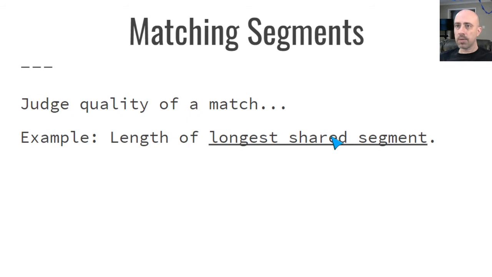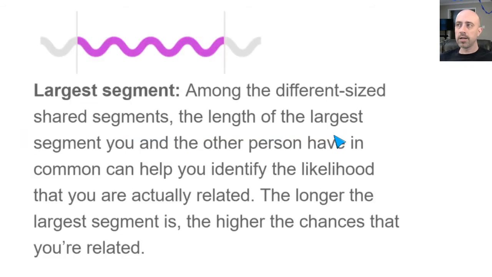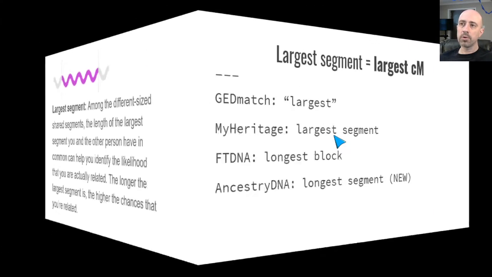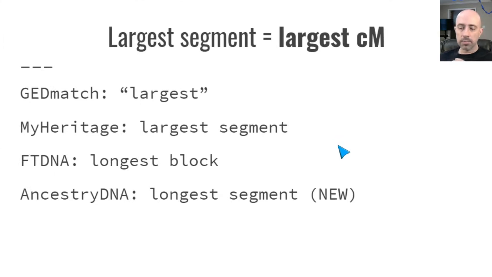Matching segment details help us judge the quality of a match. Maybe the best example of this concept is the fact that when we get matching segment details, we can see the length of the longest shared segment. I won't talk about that at length, but MyHeritage talks about this. They say, among the different sized shared segments, the length of the largest segment you share with another person can help you identify the likelihood that you're actually related. The longer the largest segment is, the higher the chances that you're related. For people who are from tangled up family groups or from endogamous groups, this is very important. Different companies use different terms for this.